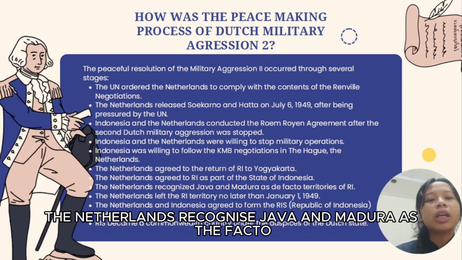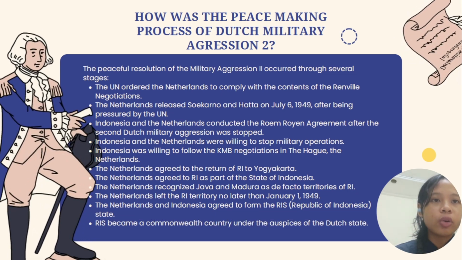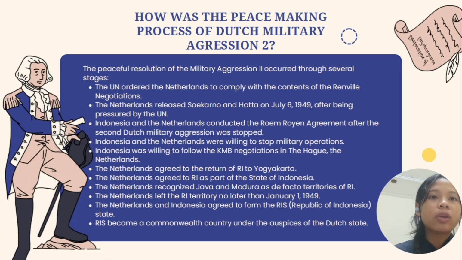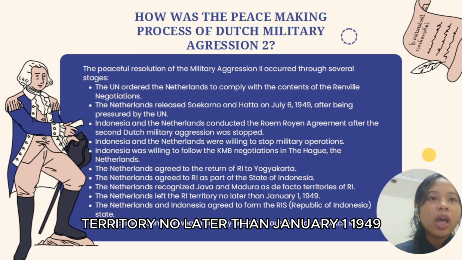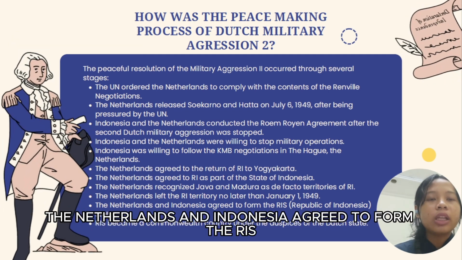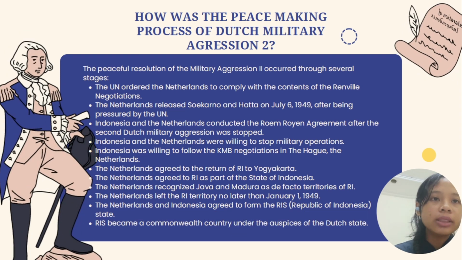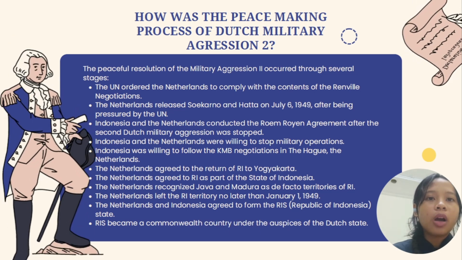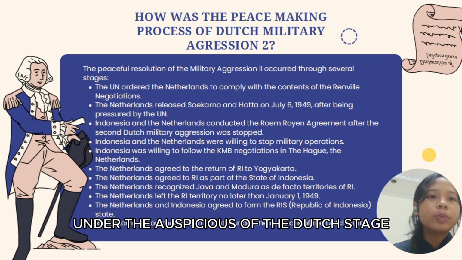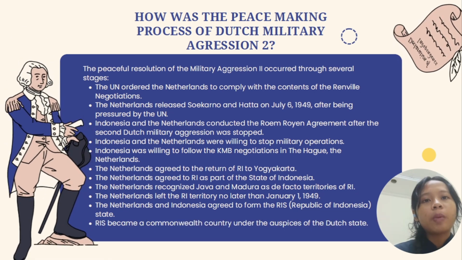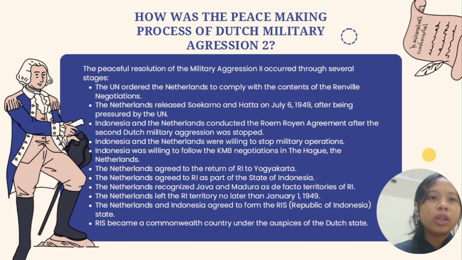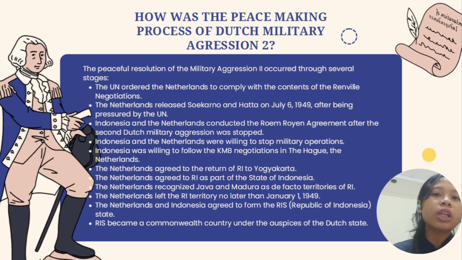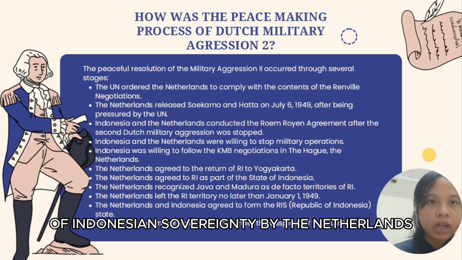The Netherlands recognized Java and Madura as de facto territories of the Republic of Indonesia. The Netherlands left the Republic of Indonesia territory no later than January 1, 1949. The Netherlands and Indonesia agreed to form the RIS, or Republic of Indonesia State. RIS became a Commonwealth country under the auspices of the Dutch state. The process of peaceful resolution in military aggression II involved various stages and important agreements that eventually led to the recognition of Indonesian sovereignty by the Netherlands.